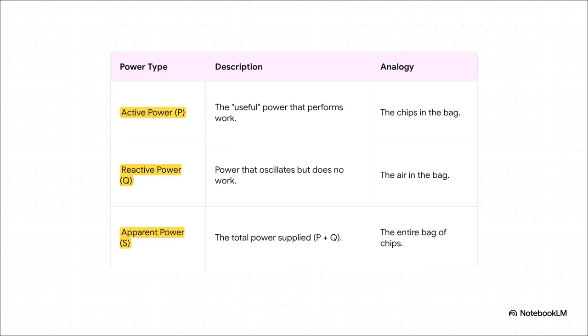And honestly, the best way to think about this is with a bag of chips. Seriously, the total power that the power company sends you is called apparent power. That's the entire bag of chips, air and all. Now, the chips you can actually eat, the good stuff, that's the active power. That's the power that's actually spinning a motor or lighting up your room. But then, there's all that air in the bag, right? That's the reactive power. It's necessary to create the magnetic fields for motors and stuff, but on its own, it does no real work. It's just air.